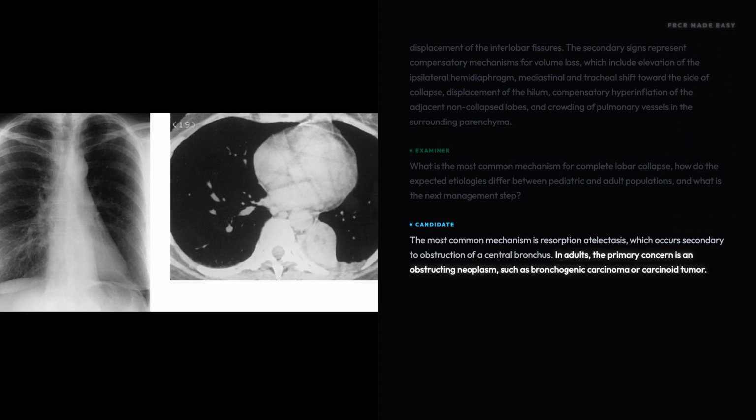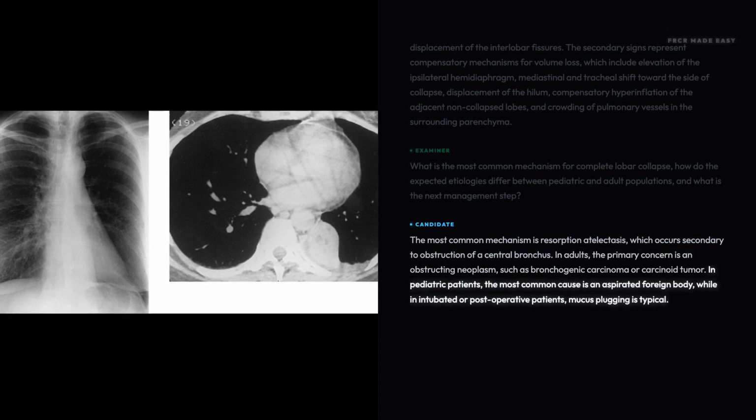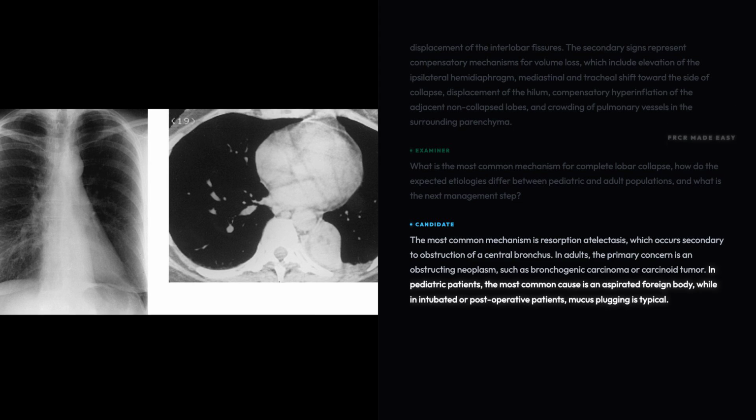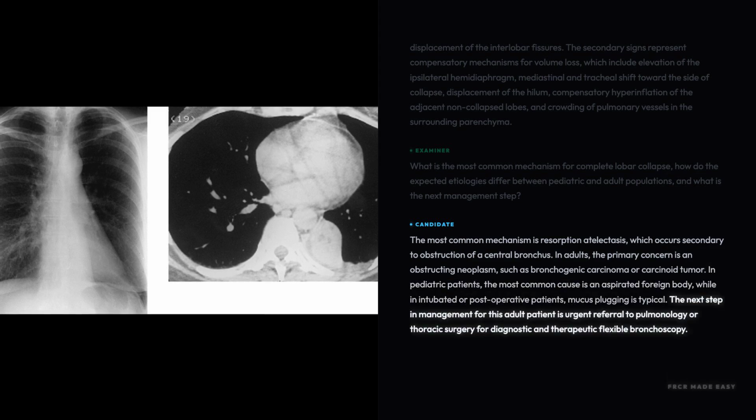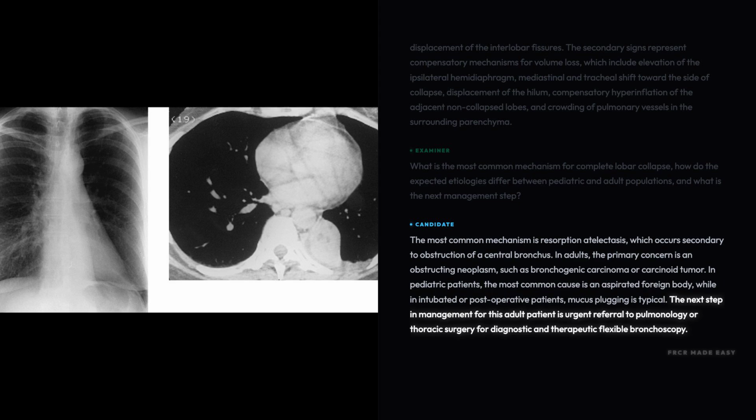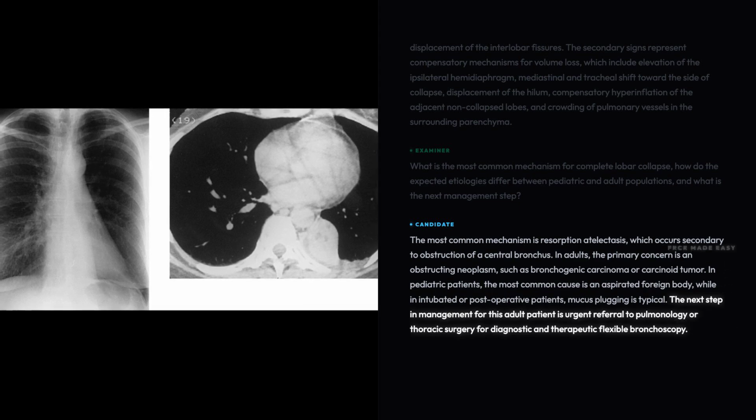In adults, the primary concern is an obstructing neoplasm, such as bronchogenic carcinoma or carcinoid tumor. In pediatric patients, the most common cause is an aspirated foreign body, while in intubated or post-operative patients, mucus plugging is typical.